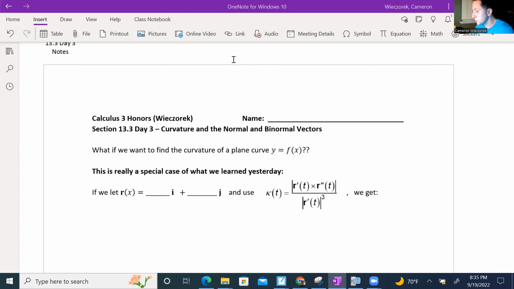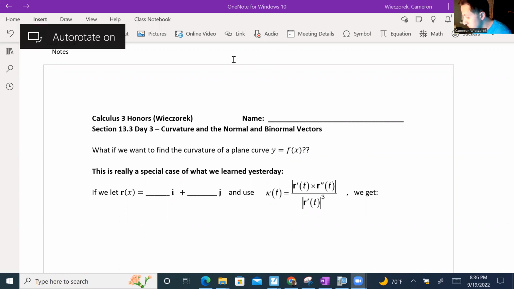We're looking at a two-dimensional function y equals f of x. We've already looked at how to look at three-dimensional space curves when we're given a parameter t. We're going to take a look right now at how to find the curvature of a plane curve. And then we're also going to talk about what's called the normal and binormal vectors.